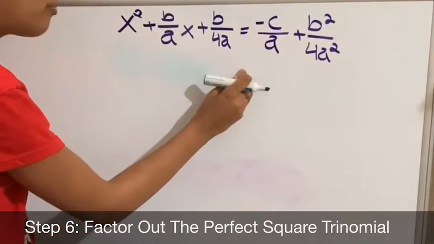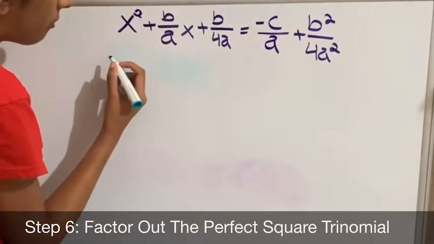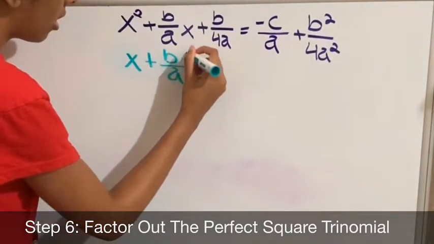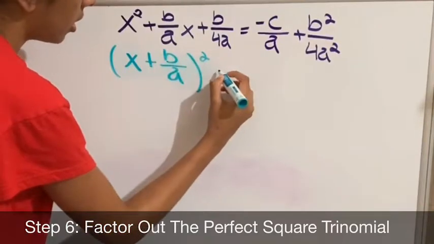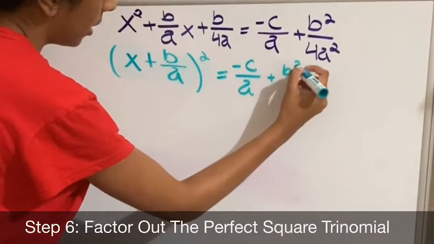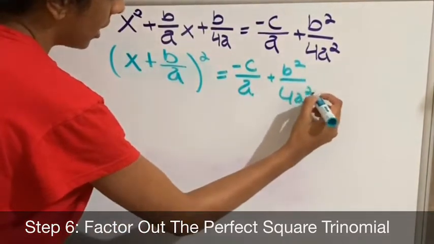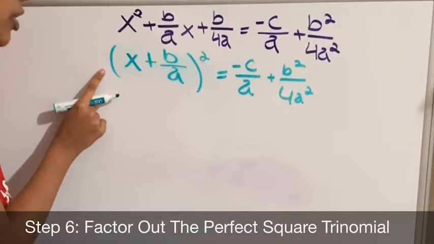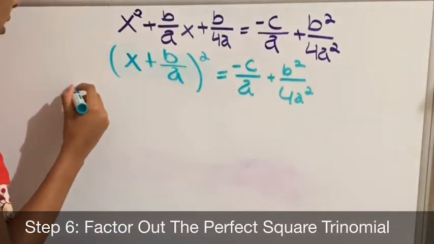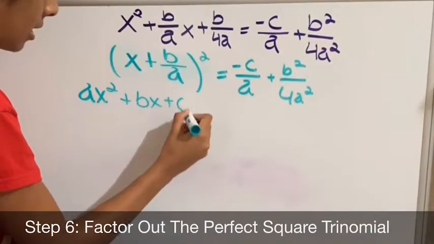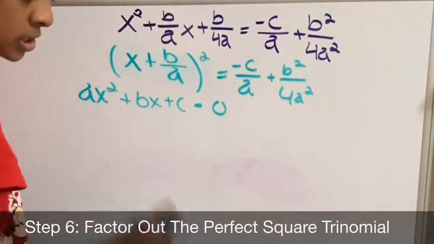We're going to factor out our perfect square trinomial. So when we factor it out, we get (x + b/a) squared equals negative c over a plus b squared over 4a squared. Nothing happened on the right side, but on the left side, we factored out our perfect square trinomial, which means we completed the square from our original standard form of ax squared plus bx plus c equals 0, which is what we originally started with.